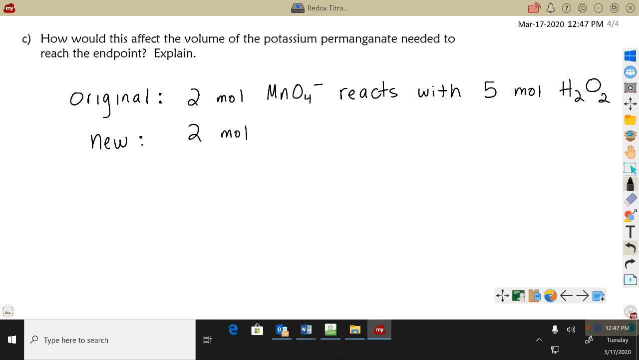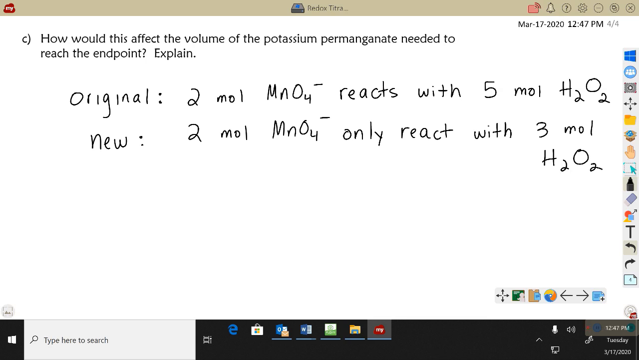now 2 moles of permanganate only react with 3 moles of hydrogen peroxide. If you say it this way, I think it makes more sense. In the first reaction, every 2 moles of the permanganate would have reacted with 5 moles of the peroxide. But now in the new reaction, 2 moles of permanganate will only react with 3 moles of the hydrogen peroxide. So if I didn't use sufficient hydrogen, more permanganate would be needed. It's going to seem as though more permanganate will be needed.